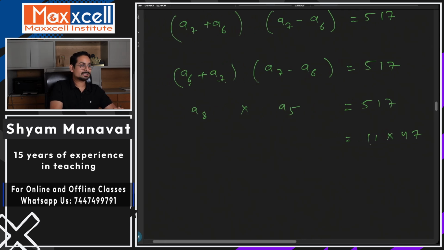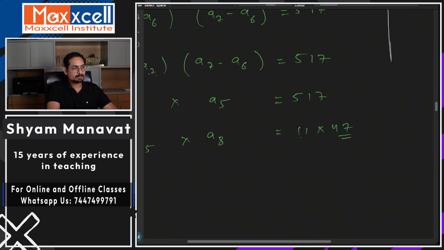That's why I told you that this 517 is very helpful to us for this particular question. It easily divides, and the smaller number 11 should represent the smaller term. So let's say A5 is 11 and A8 represents 47. It will be easy for us to say. Otherwise, think about it. If one of the numbers, let's say instead of 47 you had 46.